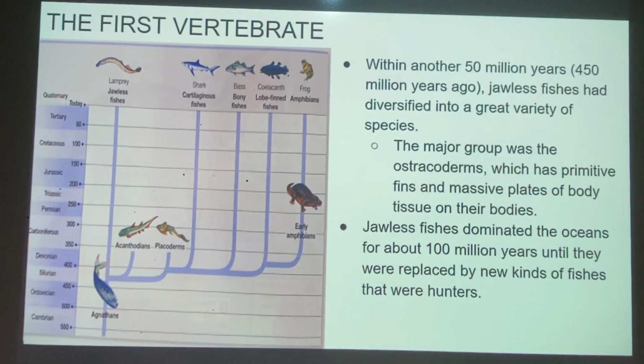Within another 50 million years, so if you're keeping track, that's 450 million years ago, the jawless fishes had diversified into a great variety of species. The major group was the ostracoderms, which had a primitive fin and these massive plates of body tissue on their bodies. The jawless fishes were able to dominate the oceans for about 100 million years until they were replaced by new kinds of fishes that were active hunters.